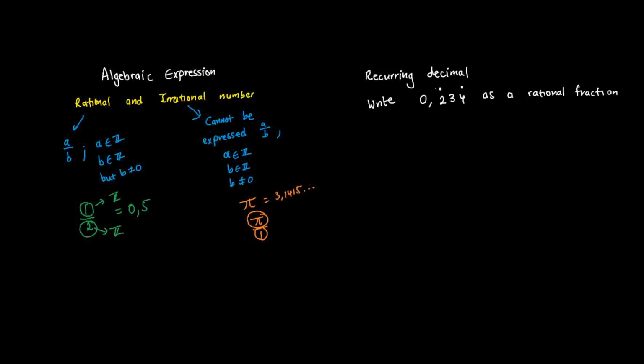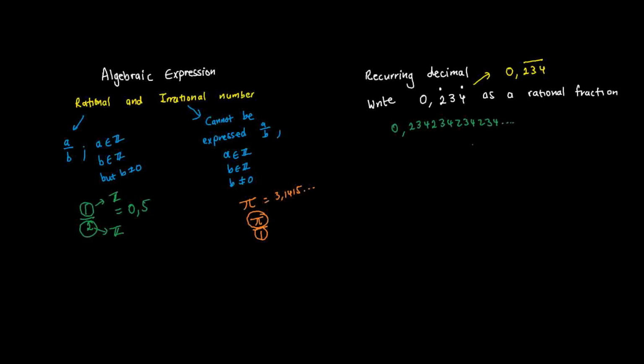So first things first, what do we mean by 0.234 with the two dots here? You can also write this as 0.234 with a dot on the 2, a dot on the 4, and a line that goes in between. This actually means that the digits 2, 3, 4 are being repeated. It's following some sort of pattern. So this is 0.234, 2, 3, 4, 2, 3, 4, 2, 3, 4, and you get the point.